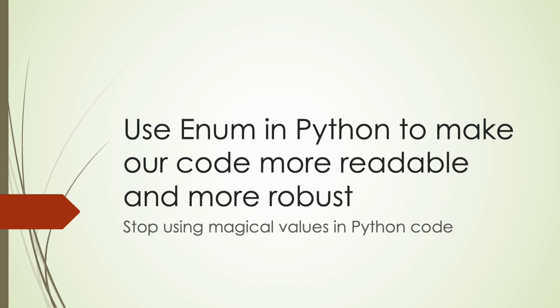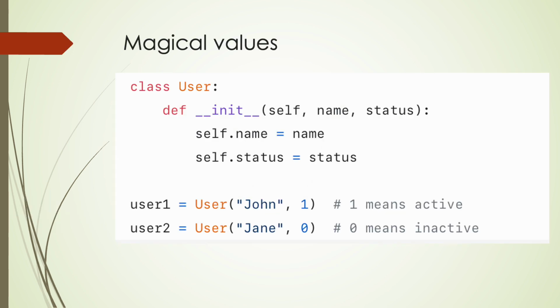In this video, we will introduce how to use enums to manage literal values in Python, which can make our Python code more readable and more robust. It's a common bad habit to use hard-coded magical numbers or magical strings when writing Python code.